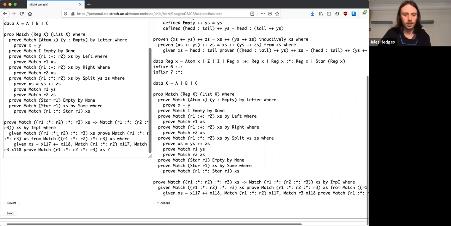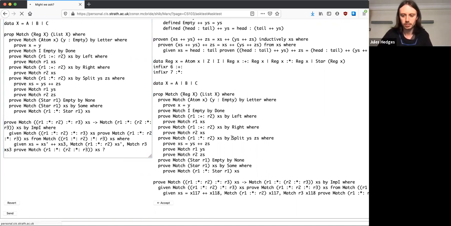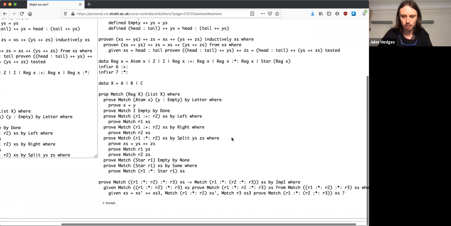I know how this proof is going to go, so I'm going to give these the strange names xs prime concatenate xs 3, because in the end we're going to split xs 3 ways into xs 1 plus xs 2 plus xs 3, and this thing is going to split further into 2 cases. So then I get given this. R3 matches xs 3.